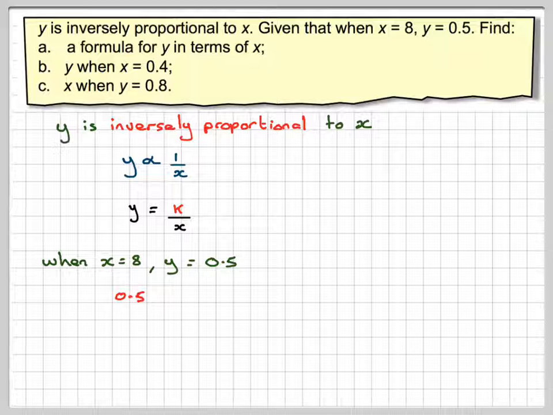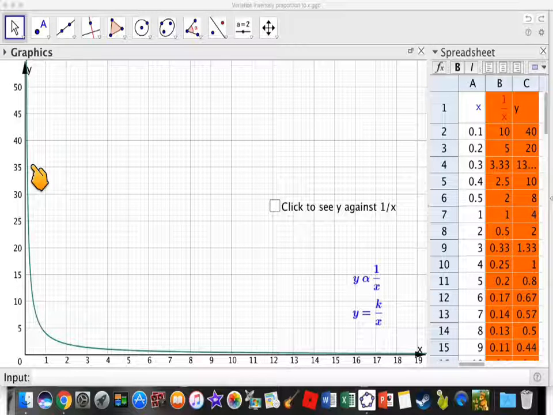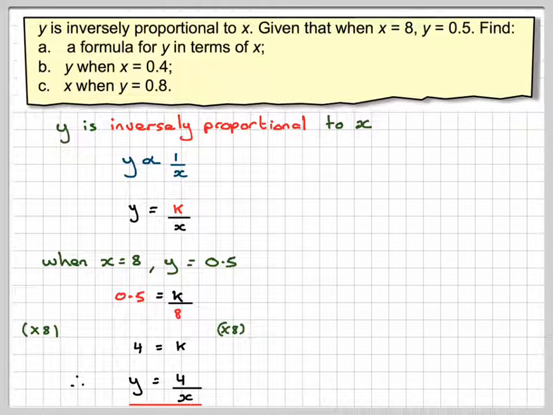Substituting in, we get 0.5 is equal to k over 8. So multiplying by 8, k will be equal to 4. And therefore, putting the 4 back into our formula, y is equal to 4 over x. So this green graph here is the graph of y is equal to 4 over x. We can now use that to work out parts b and c.